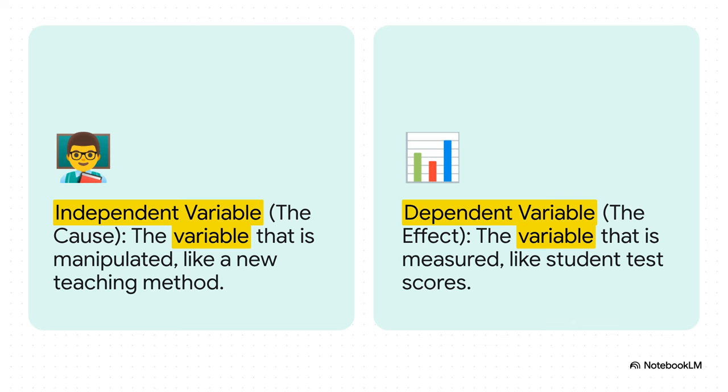This slide really breaks down our hypothesis perfectly. The independent variable is the one thing we're going to change. That's the cause. For us, it's the new teaching method. Then you've got the dependent variable, and that's what we measure to see the effect. So in this case, it's the student's test scores. See? It's a really clear-cut way to frame the cause and effect we want to investigate.